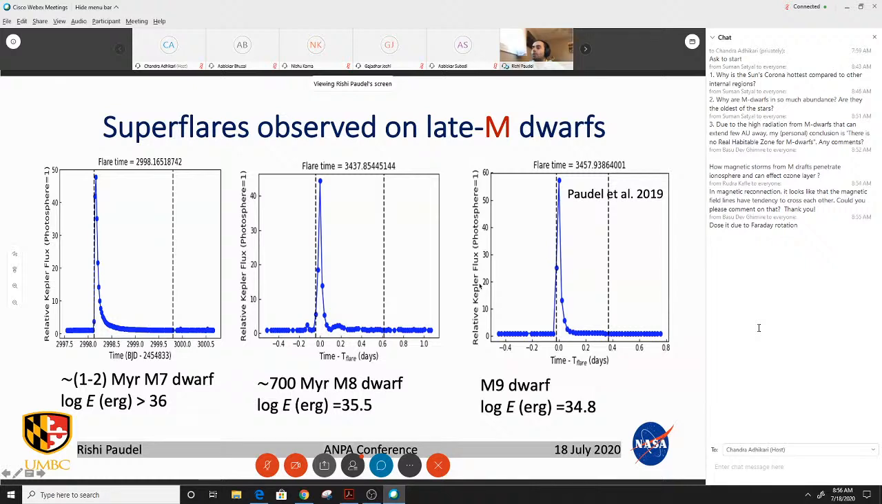So this flare was observed on a very young 1 to 2 million year M7 dwarf, and this flare was observed on a very young 700 million year M8 dwarf, and this was observed on an M9 dwarf. We can see the amplitude of the flares, which is the height of the peak flux from the quiescent level, is about 50 times in the case of all three flares.